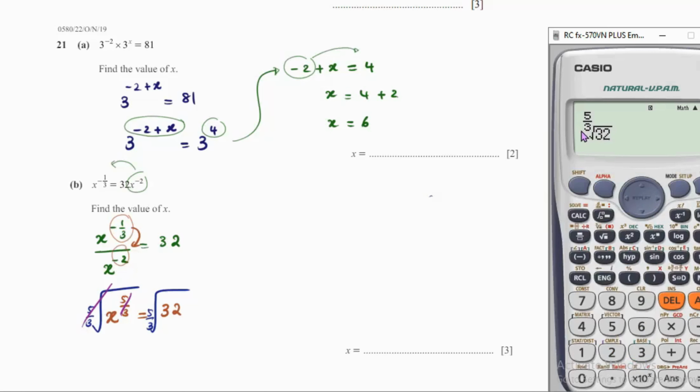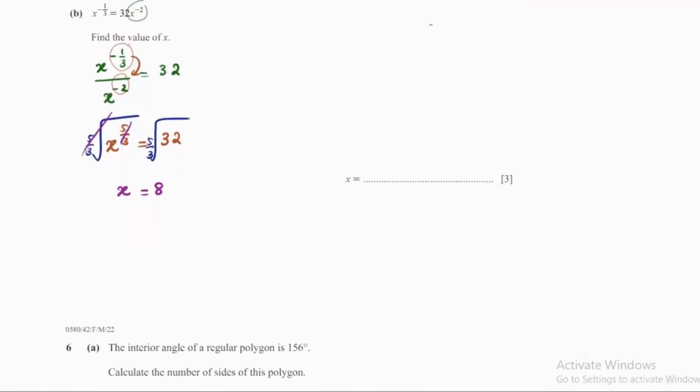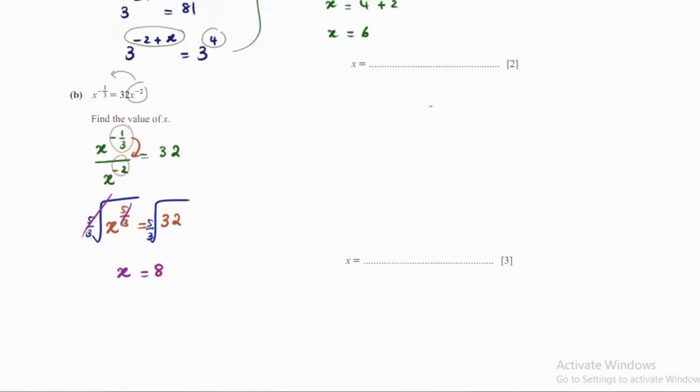So this is no longer a square root. We call it a root here. So it's going to be the 5/3 root. When we do that, we end up getting 8, which means the value of x here is equal to 8. With that, we will be done with this question. Let's move on to the next one.